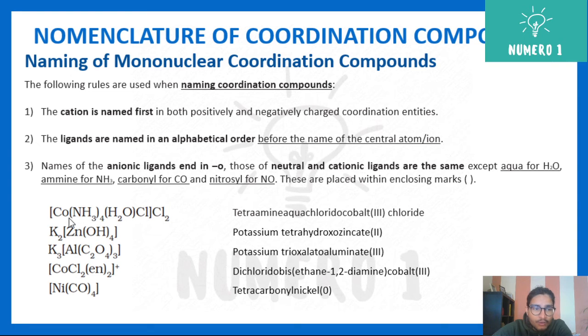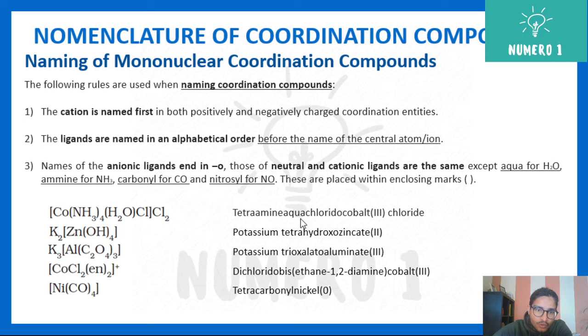For example, if I want to name it, before writing the central metal atom or ion, I will start writing this. You see there are 4 amine groups, so tetraammine. Only one water. For water, we do not write H2O or water. We write aqua, A-Q-U-A.